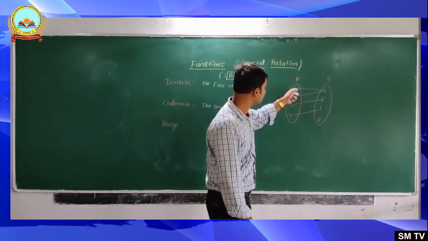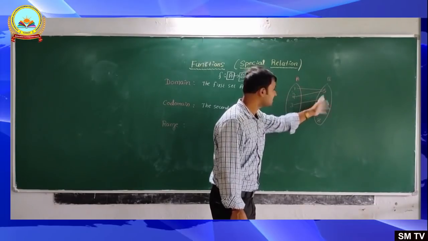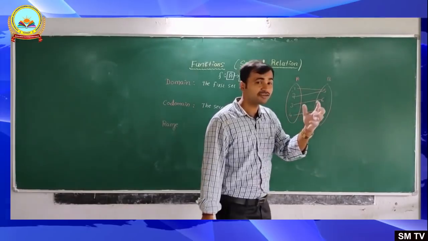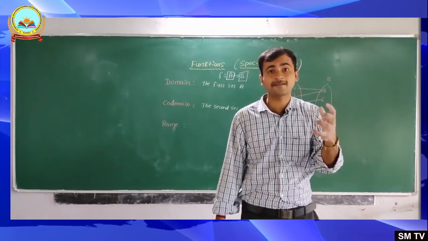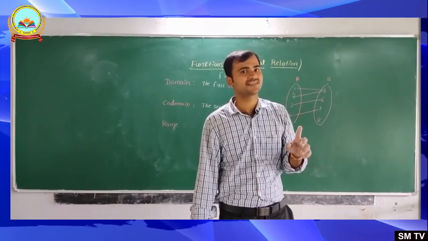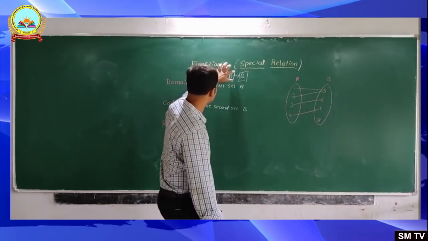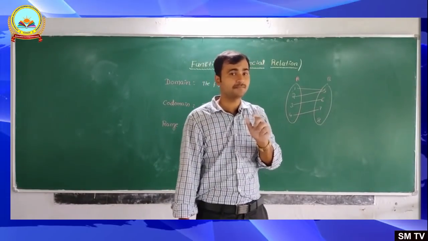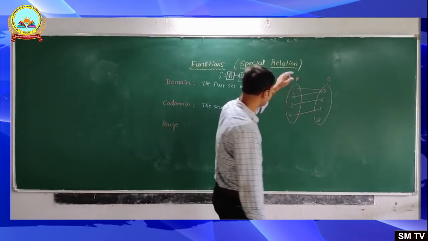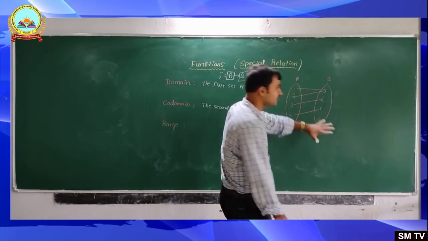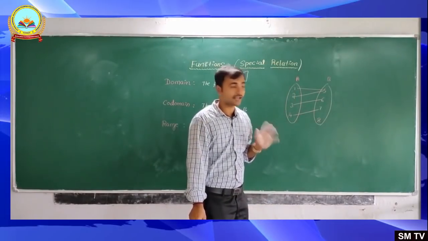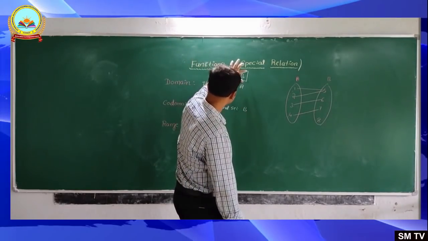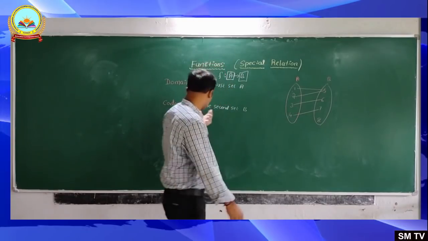For example, if (1, 5), (2, 5), (3, 6), only these are there, 4 is not associated, 4 is not the first element of any ordered pair, then it is not a function. Therefore, if it is a function from A to B, then all these elements will be the first element in some ordered pair. Therefore, this set A itself is called domain. This second set itself is called codomain.